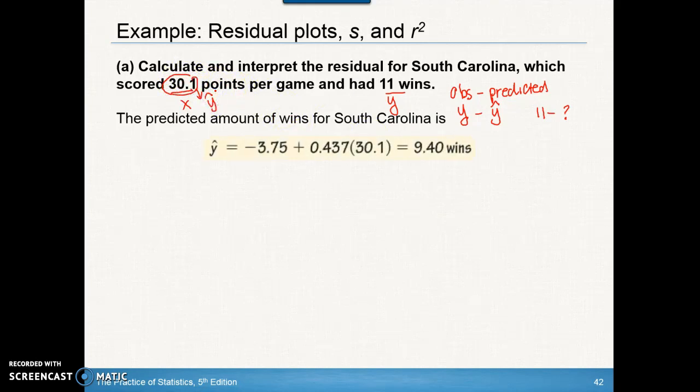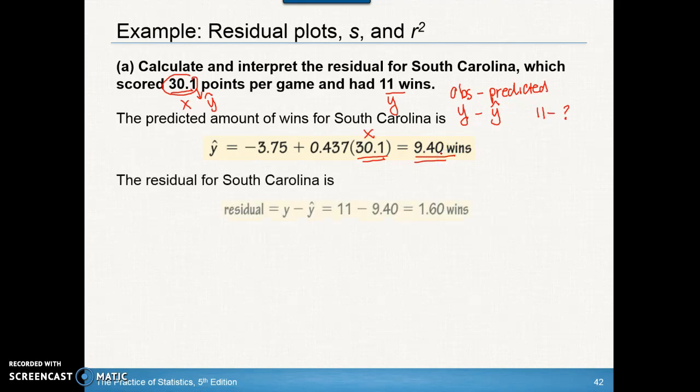Now, how can we do that? You have your least squares regression line. If this is the x value that I know, I'm just going to plug that in for x, and I get a 9.4 for the predicted number of wins if they score 30.1 points per game. So to get your residual, you're just going to plug in your information: observed minus predicted tells me my residual is 1.6. Just as a refresher, since that's positive, remember 1.6 is going to be up here.